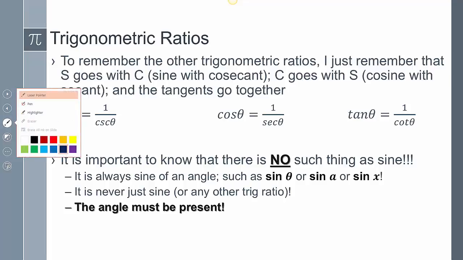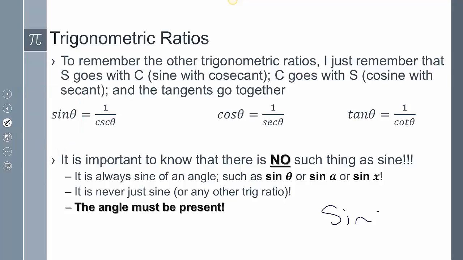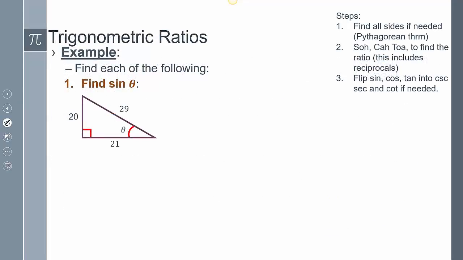So if you just wrote sine equals 1/2, that makes no sense. I will mark you wrong, and I will take points off for that. There always needs to be an angle there abbreviated with it. So let's practice a few of these.